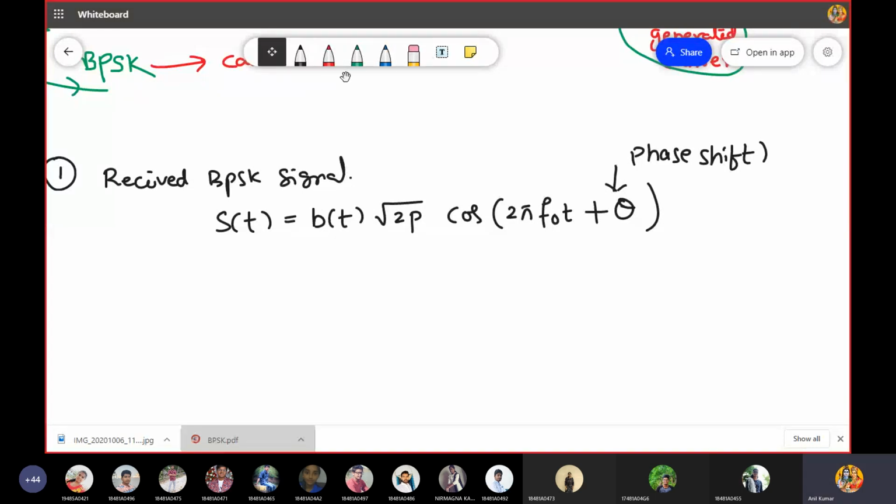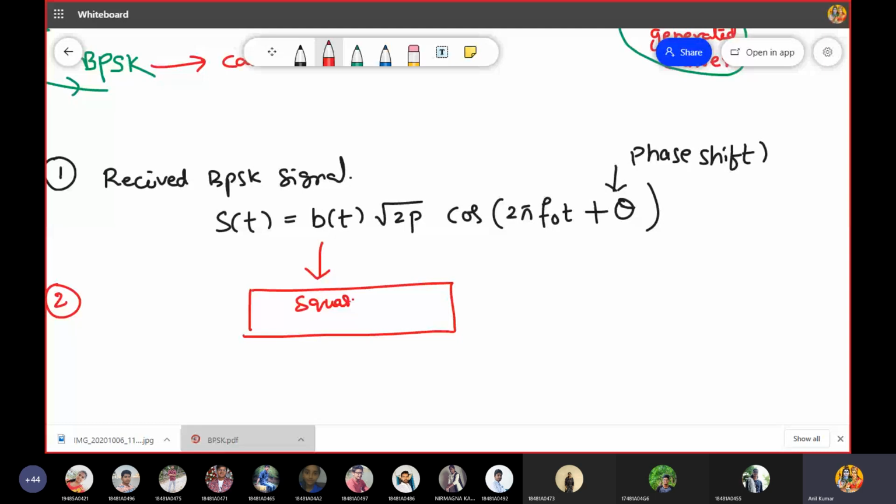So this is the received signal. This received signal is given to the square law device. Second point, it is given to the square law device. Okay, this is the input signal. So now my concentration is only on getting the carrier signal.